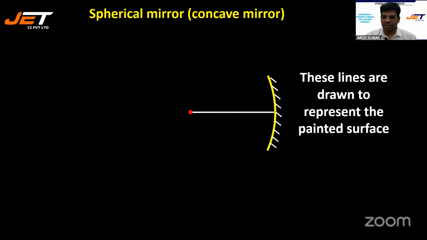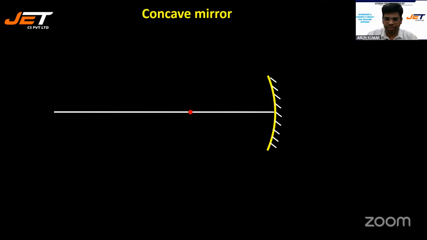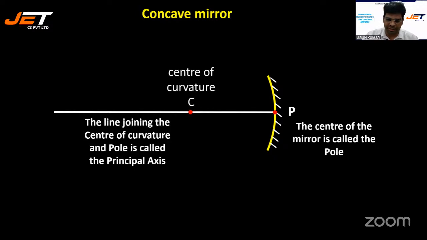So here R is the radius of curvature, the distance from the center of curvature to the pole of the mirror. It's called the radius of curvature, or the radius of the sphere of which this is a part. The center of the mirror is called the pole. The line joining the center of curvature and the pole is called the principal axis.